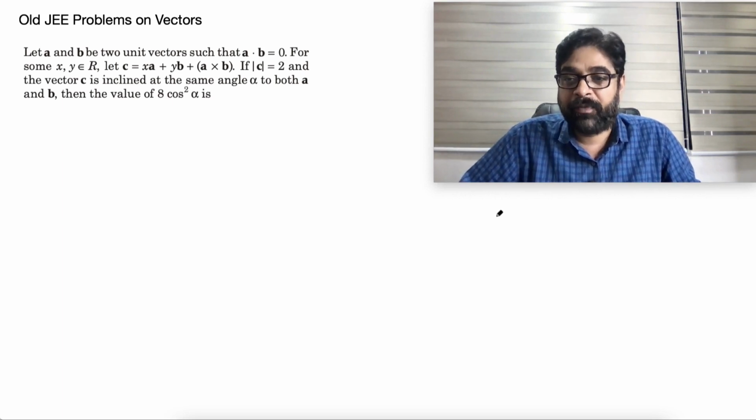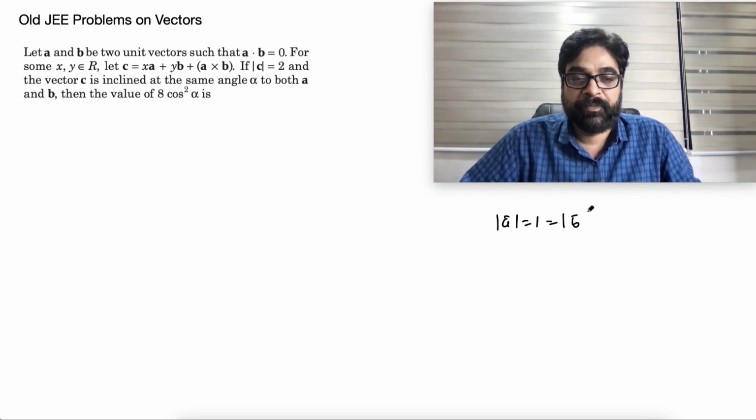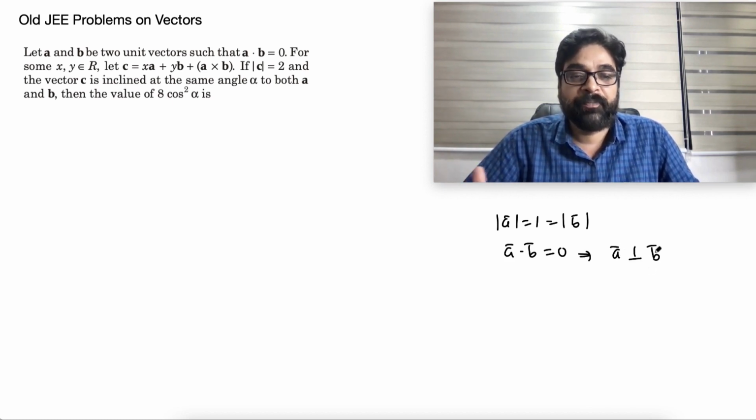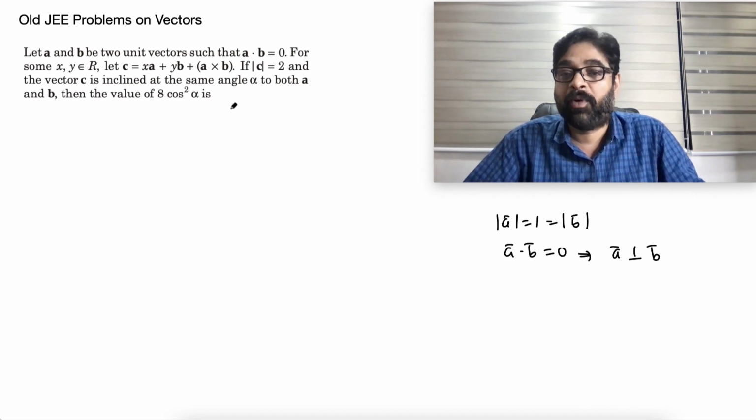A and B are unit vectors, so mod A will be equal to 1, equal to mod B. This is the one piece of information I got. A dot B equal to 0 indicates that either one is a null vector, not possible because both are unit vectors, or the angle between them is 90 degrees. So the third condition will be satisfied: A is perpendicular to B. Writing down the information is very important.